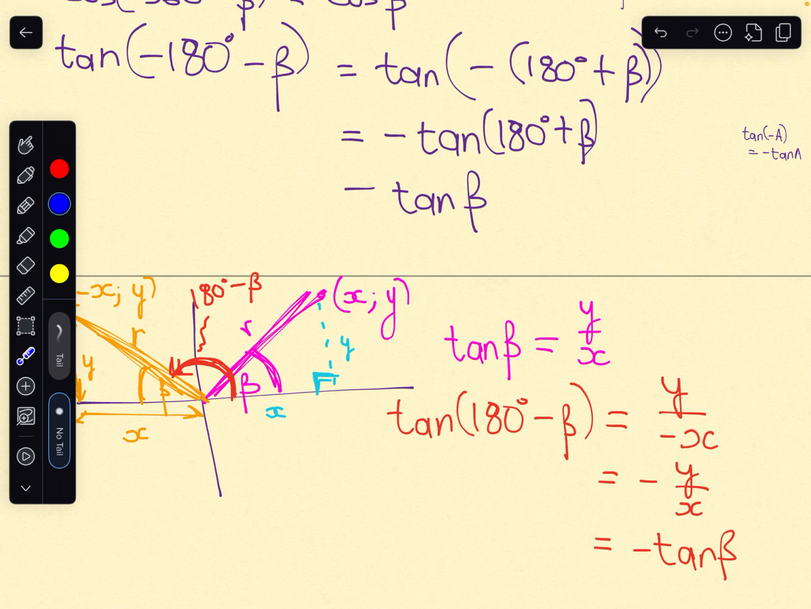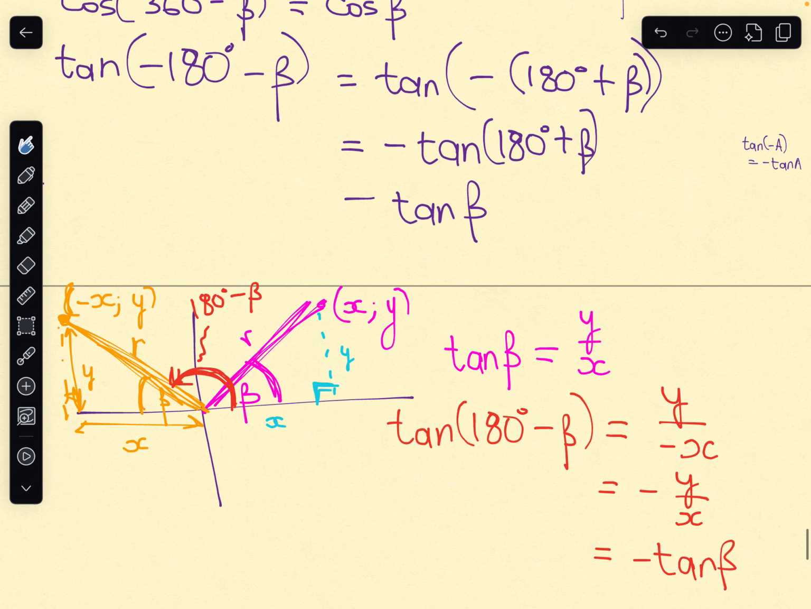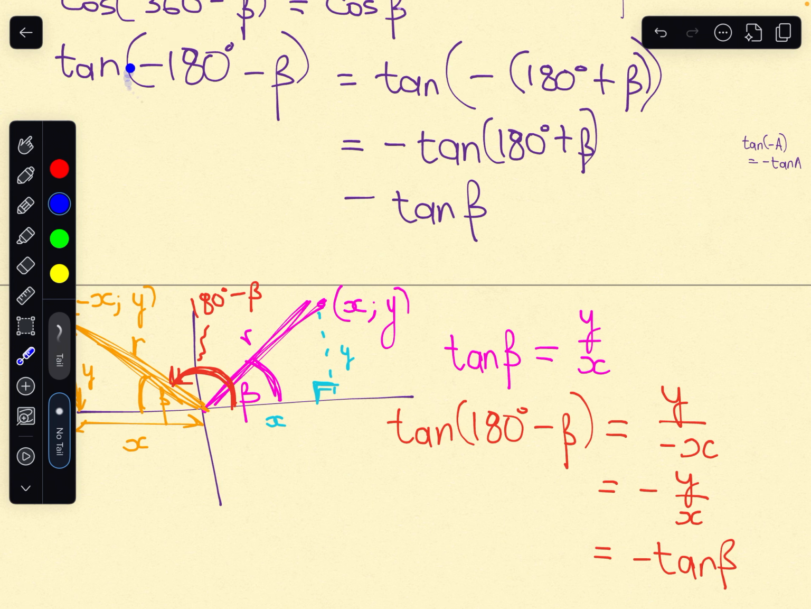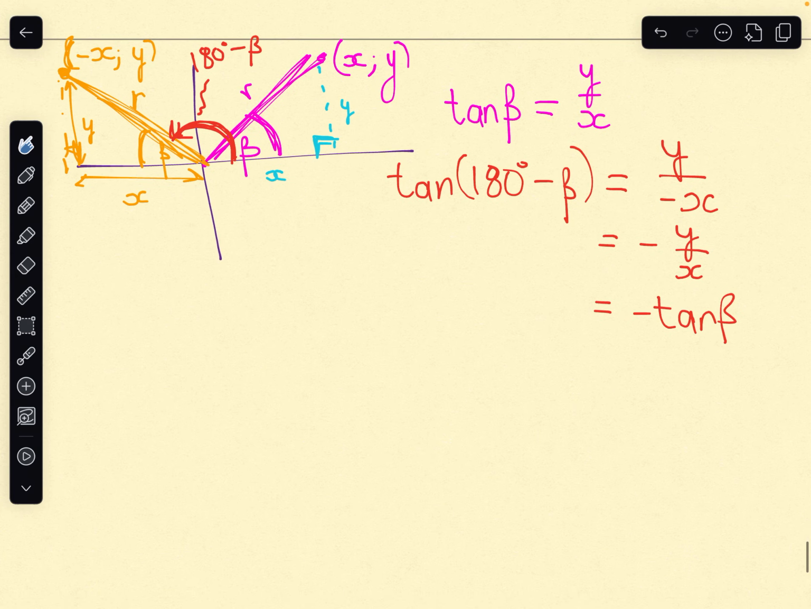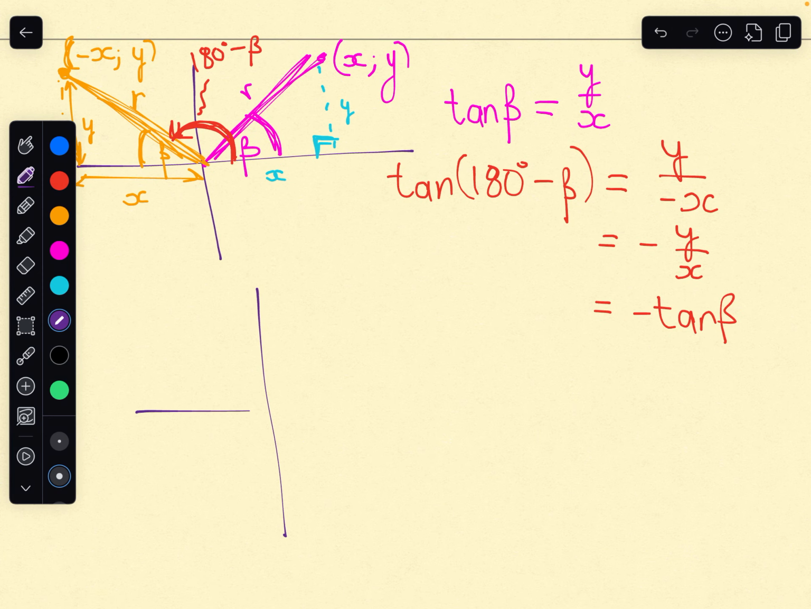So if we try to think about this the same way, except now we want to think about the angle minus 180 minus beta. We want to see what is the relationship between the tan ratio of beta and the tan ratio of this angle, minus 180 minus beta. So let's draw again our beautiful beta. Whoa, that just looks like a bee. It has an arm of length r, and the arm stops at the point x, y.